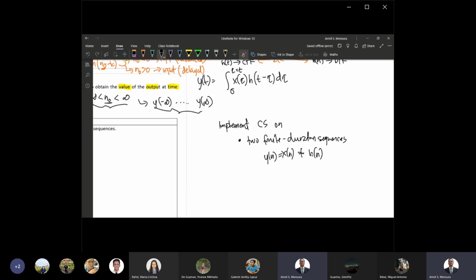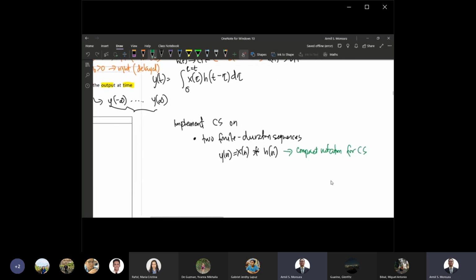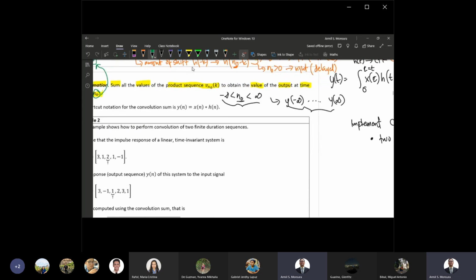By the way, this is one acceptable notation for your convolution sum. Instead of writing out the whole formula every time you want to say this is the convolution sum, this is a more compact notation for the convolution sum. It was mentioned here.